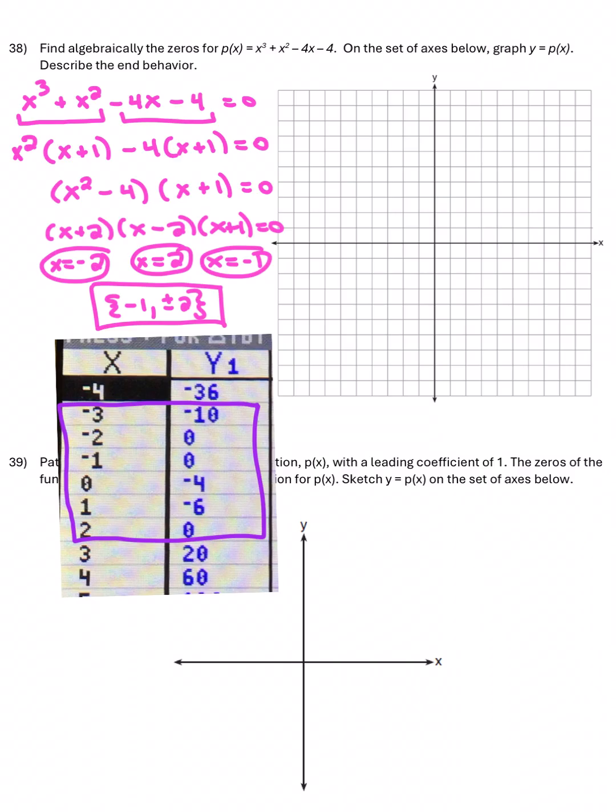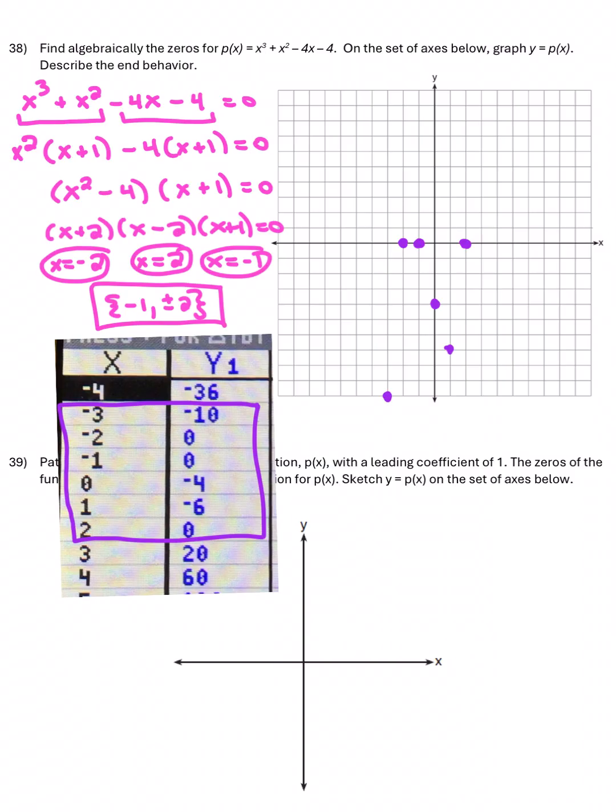Okay, so let's plot those points. I went through and plotted them. Negative 3, negative 10 means go back 3 and down 10 and put a point. Negative 2, 0 means go back 2 and up 0 and put a point. Negative 1, 0, you go back 1 and up 0 and put a point. 0, negative 4 means you go 0 units along the x-axis so we don't move over, but we go 4 units down on the y-axis. So we go over 0, down 4. This would be over 1, down 6. And then this would be over 2, and we don't go up or down.